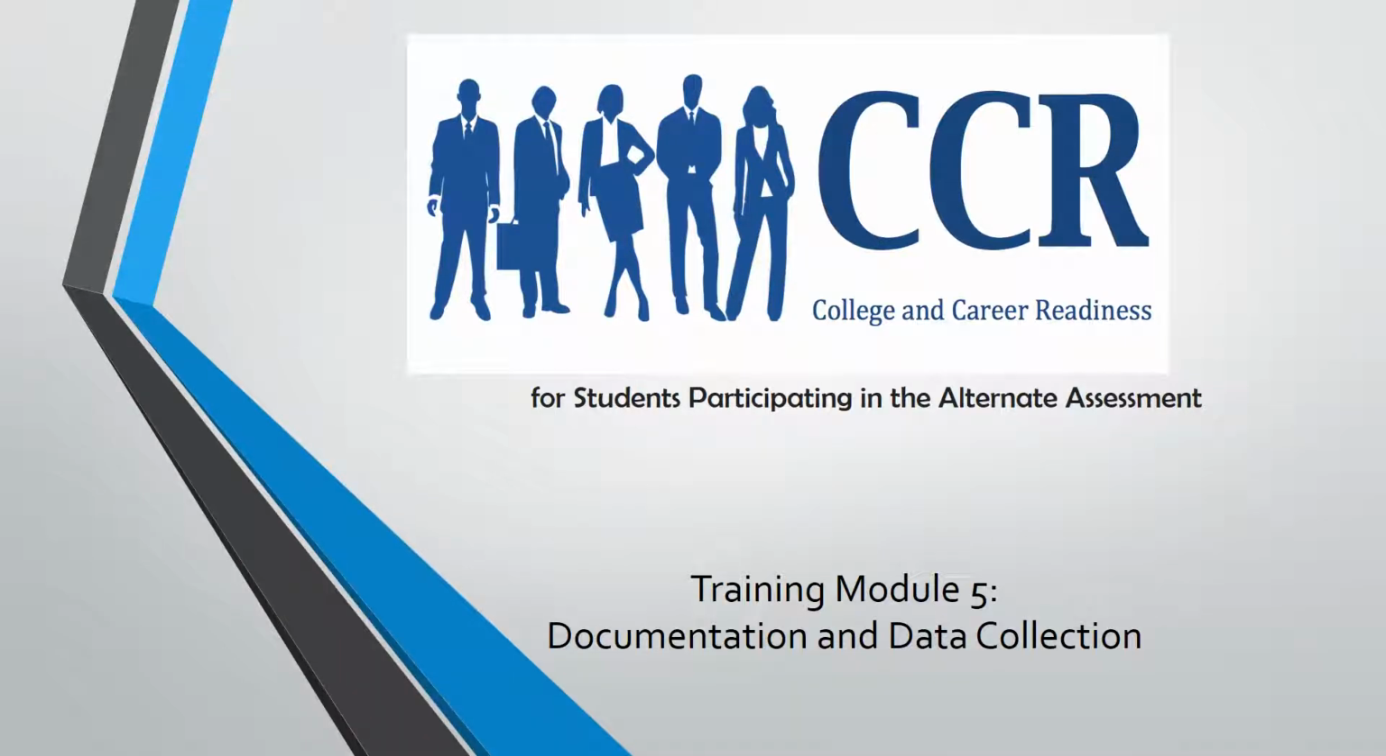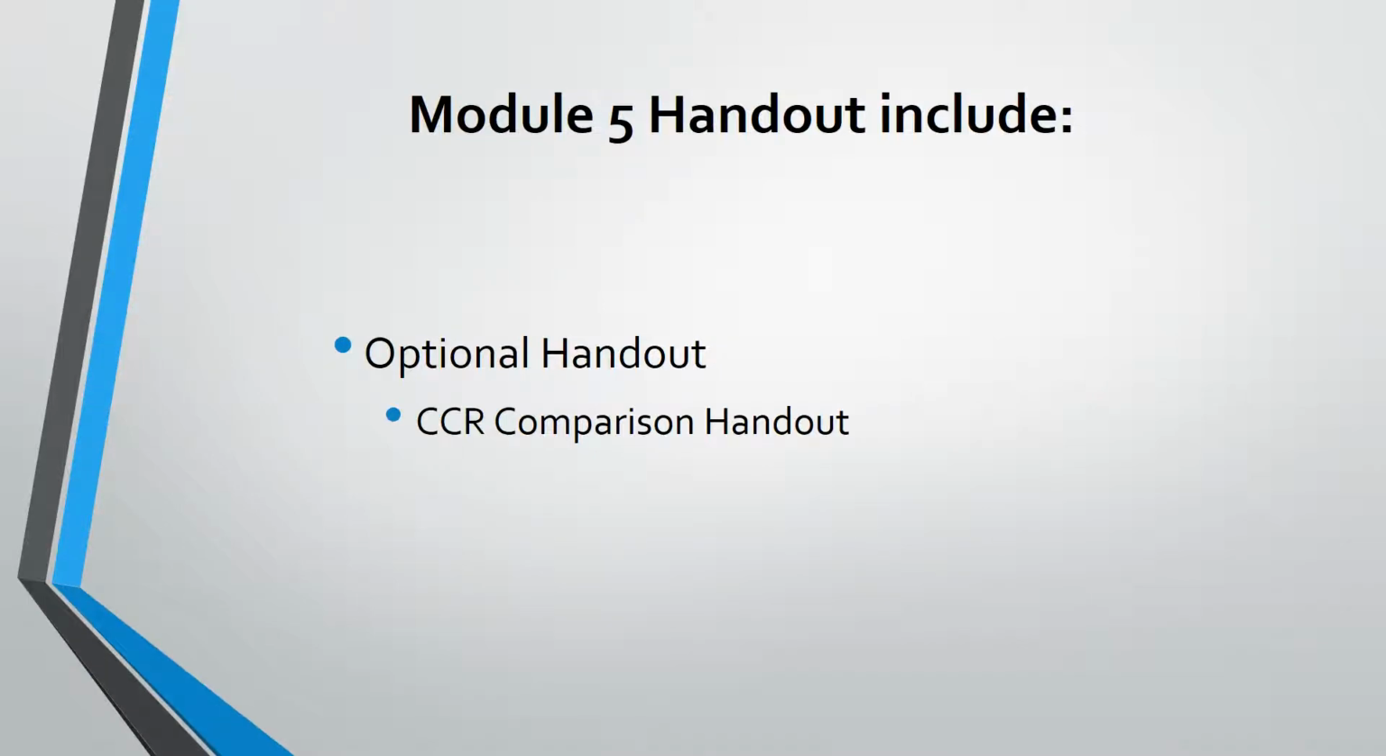Welcome to Module 5 of the training series focused on college and career readiness for students participating in Kentucky's alternate assessment program. In this module, you'll focus on documentation and data collection for the new career ready measures. There are no handouts linked to this module. The CCR comparison handout can be utilized for review only.